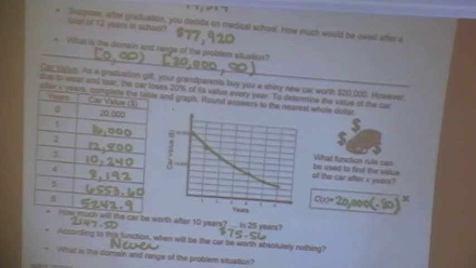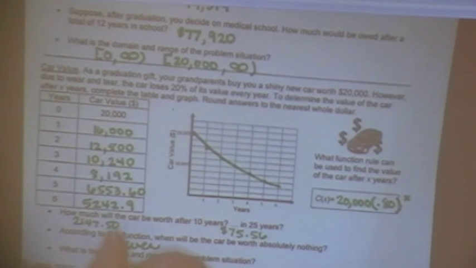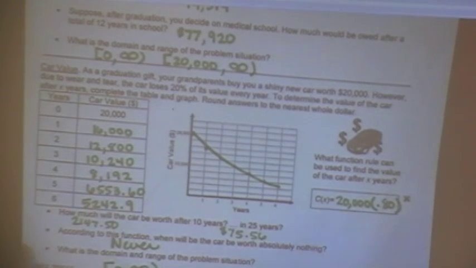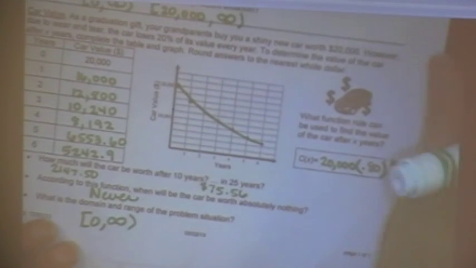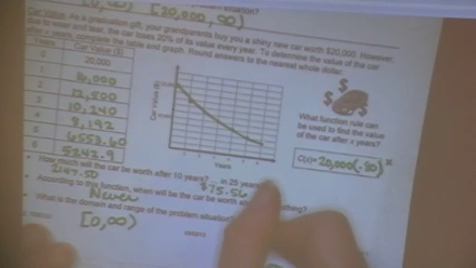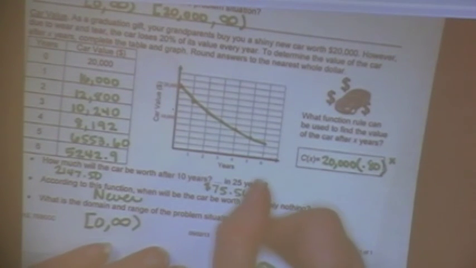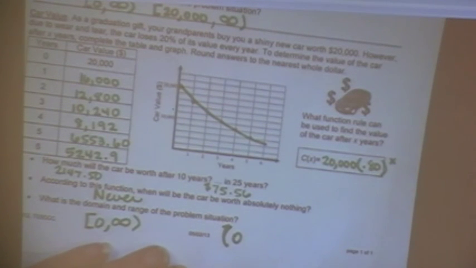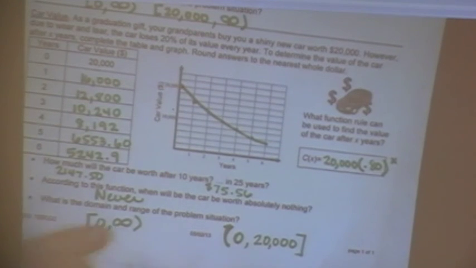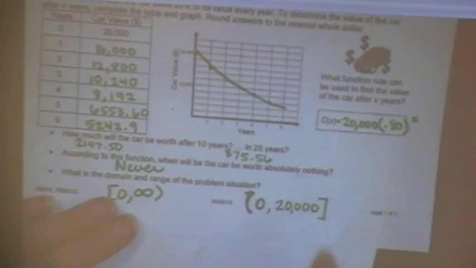Okay, the domain and range of this problem situation, this time domain is years again. Starts at 0. It could go to infinity. Long after we're gone, pieces of that car could still remain, I guess. And in this case, my initial value, remember you got to list it smallest to largest. It's going to be 0, not included, to 20,000. And that 20,000 is included because that's how much it was worth at the beginning. It won't ever be worth more than that. And it could potentially go all the way down to 0.